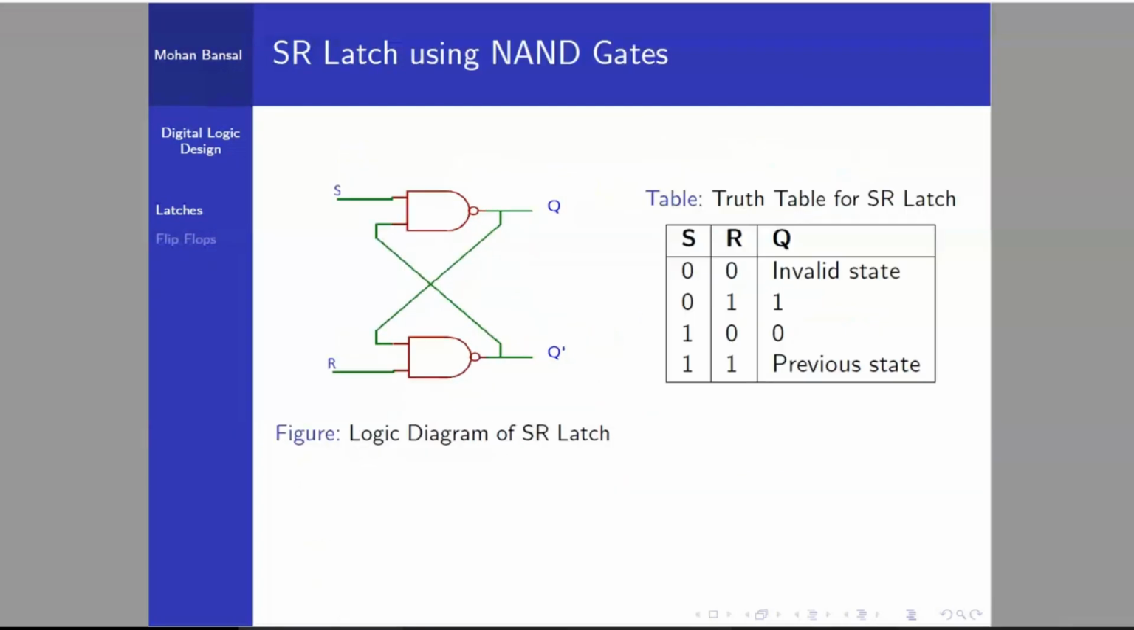Okay, so this is the SR latch using NAND gate. Usually, we will discuss the NAND gate mostly in flip-flops and latches. So this is the NAND gate. One input is S, another input is R, output is Q, another output is Q complement. Both the NAND gates are cross-coupled. One input is from the other output, and another input of the other NAND gate is from the one output.